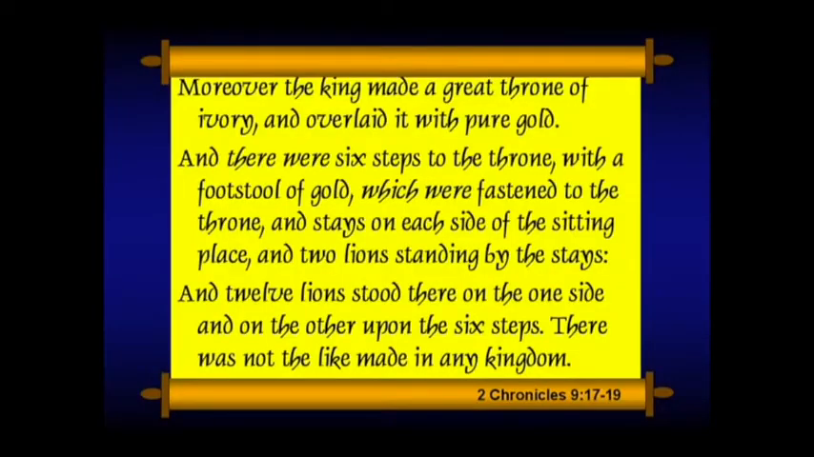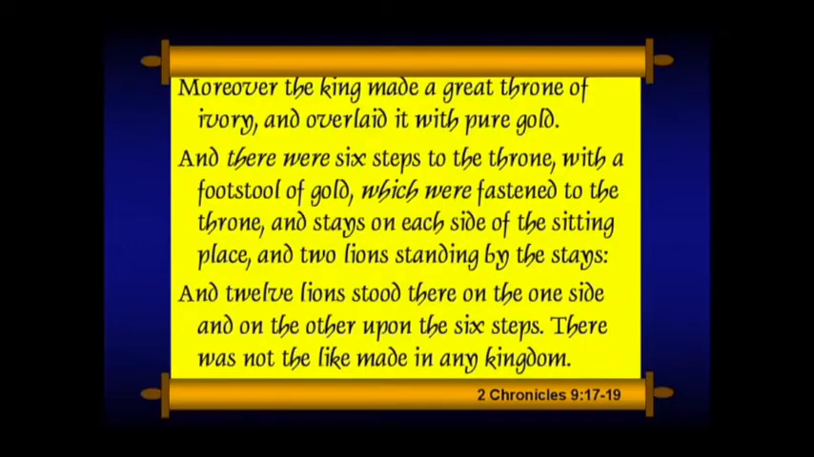Moreover, the king made a great throne of ivory, overlaid it with pure gold. And how many steps were there to the throne? 6. How interesting. How many fingers did a Nephilim have? 6. 6 fingers, 6 toes. How interesting. There were 6 steps to the throne with a footstool of gold, and they were fastened to the throne, and stays on each side of the sitting place, and 2 lions standing by the stays.